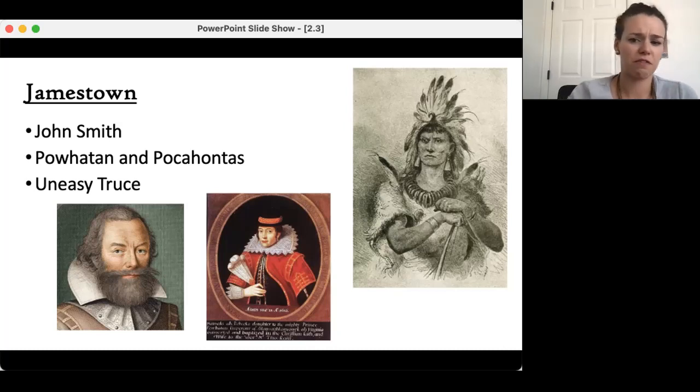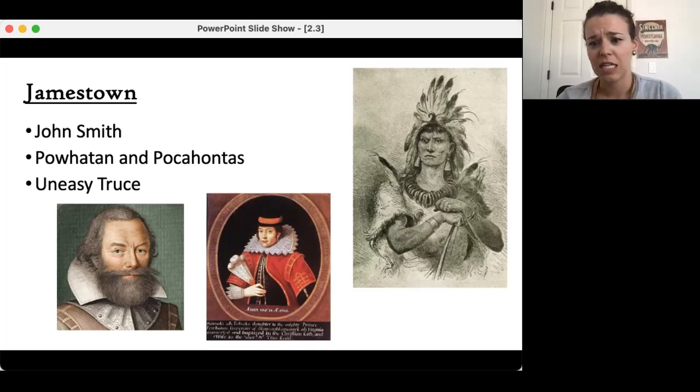Right. He fought in Russia, Turkey, Asia, and he is going to lie his little butt off in letters back to England. He knows he has to sell this place. He describes Virginia as a Garden of Eden, creates a Journal of New England to try and attract more people to migrate to Jamestown.